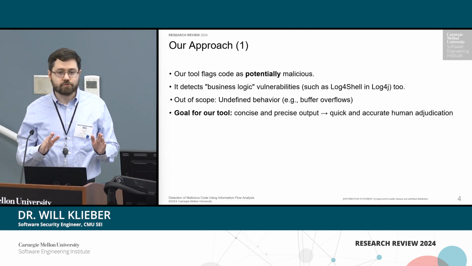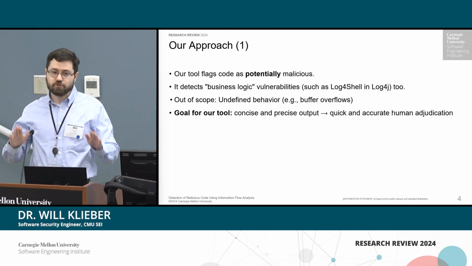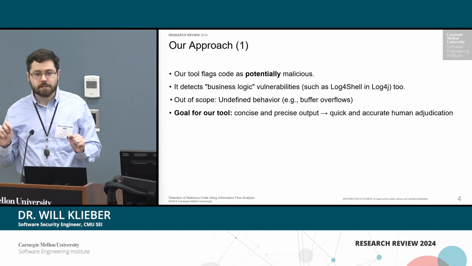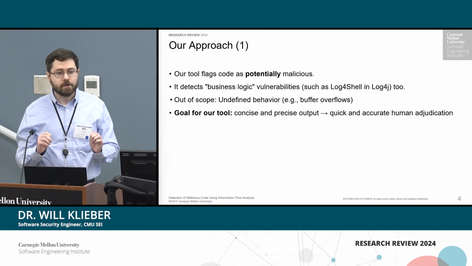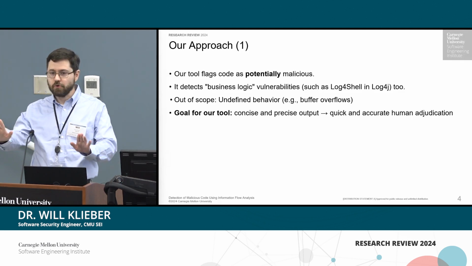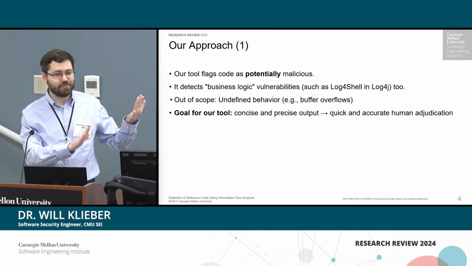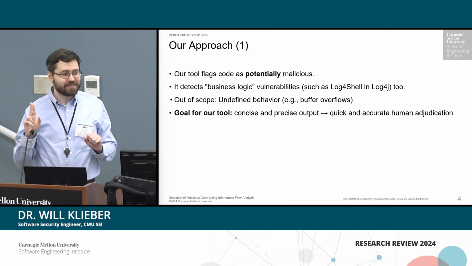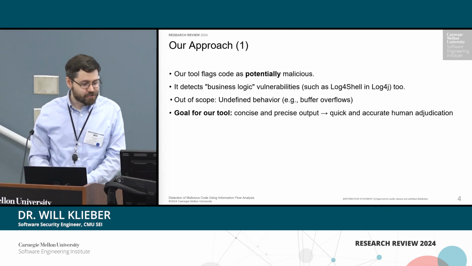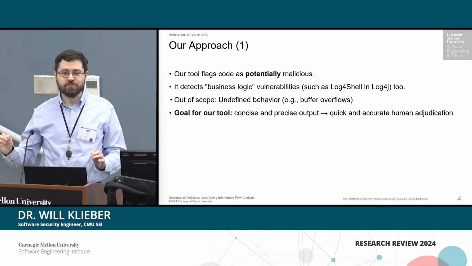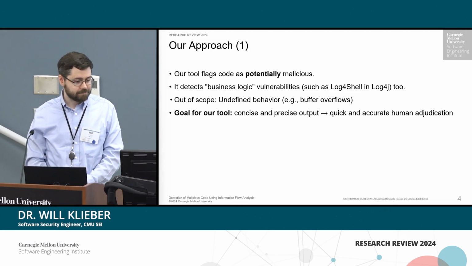Our tool flags code as being potentially malicious. We cannot determine whether the code is actually malicious or benign, and the reason for that is that whether the code is malicious or not depends on what the program is supposed to do. Let's say that you have a program that lets remote users connect, request an arbitrary file, and then sends back the contents of that file to the remote user. For most programs, you would not want that behavior, but if you have an FTP server, that is exactly the behavior that you would want. So we rely on human adjudication to determine whether these potentially malicious behaviors are actually malicious or not.